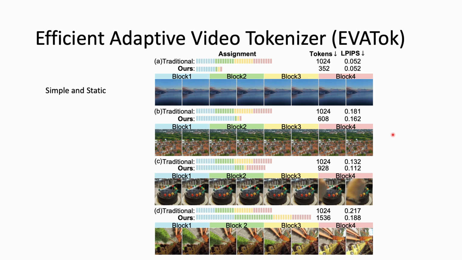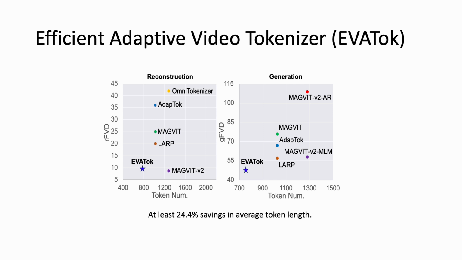And for more examples, in example B, when the layout becomes very complex but the content is still static, EVATok automatically assigns more tokens only to the first block. Compared to traditional methods, tokens are fewer, and the LPIPS is even better. In example C, when there are changes in the content, more tokens are assigned to the corresponding parts, and in example D, more tokens are assigned to all parts for very dynamic and challenging content. And if we look at the overall quantitative performance, EVATok achieves superior reconstruction, downstream generation, and token cost trade-off.